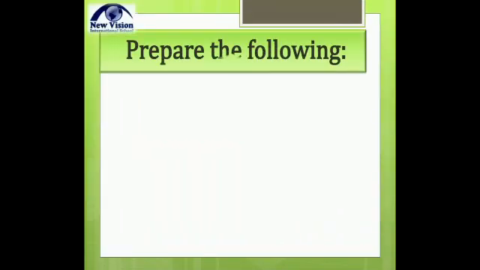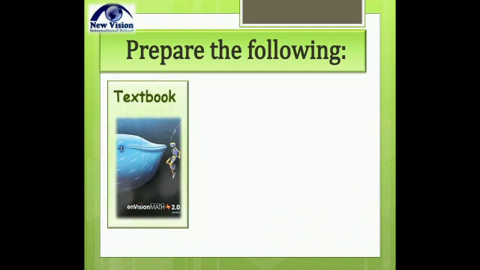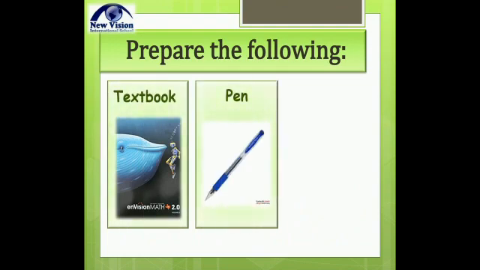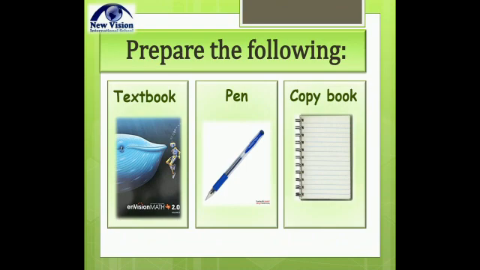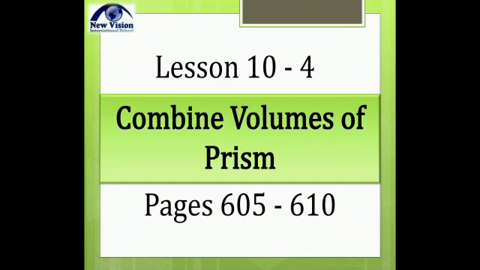Before we start, please prepare the following: your textbook, your pen, and your copybook for your calculations. Ready? Okay, let's start. Please open your book on page 605, Lesson 10.4, entitled Combined Volumes of Prism.